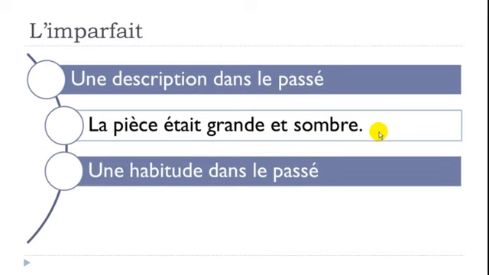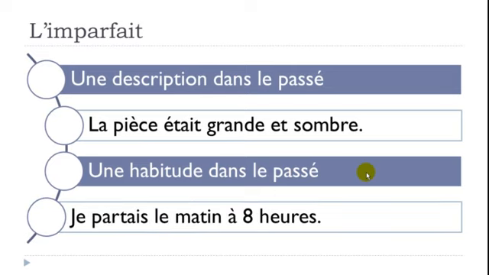Second situation, une habitude dans le passé. So a habit, something that you are used to do in the past, and the example is je partais, partir is to leave, and it's the imperfect form here, le matin, the morning, à 8 heures. Okay, so in that case you want to say that it's a habit, something that you do in the past, then you should use l'imparfait, okay.